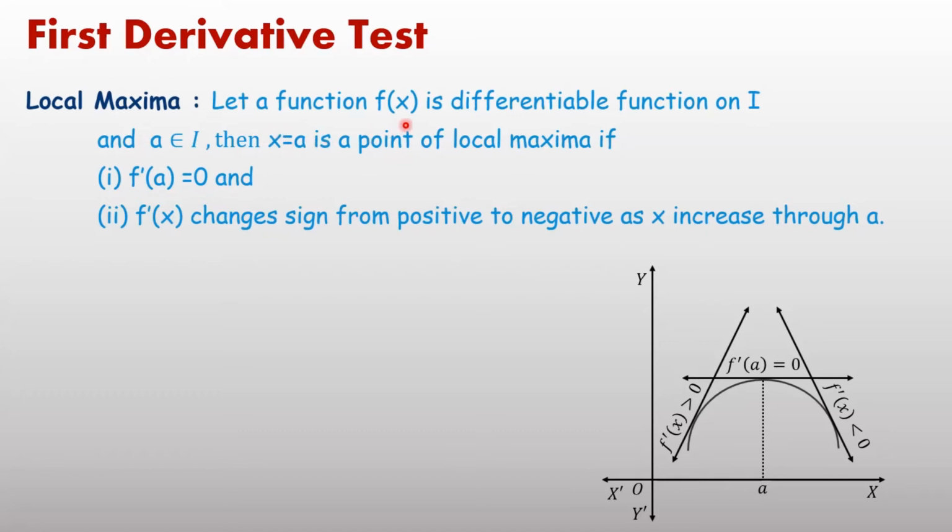Simply, you can remember the definition. If f(x) is differentiable, which means the function is continuous and there is no corner point, then first you find f'(a), the derivative. If f'(a) equals 0, then check the next step. If f'(x) changes from positive to negative as it passes through x equal to a, then x equal to a is the point of local maximum.